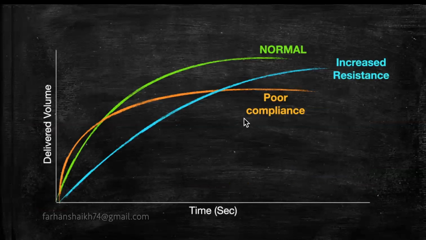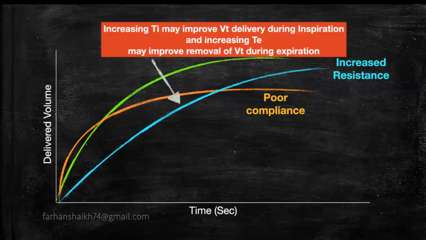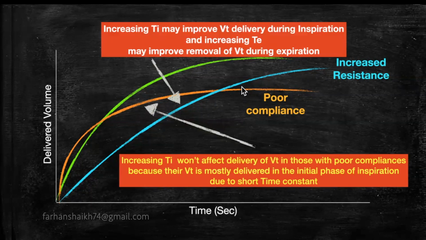But normally we keep longer I times so that we keep the alveoli recruited throughout the inspiration. So increasing the inspiratory time may improve tidal volume delivery during inspiration, and increasing the expiratory time may improve the removal of tidal volume during expiration in patients with increased airway resistance, while increasing the I time won't affect the delivery of tidal volume in those with poor lung compliance, because their tidal volume is mostly delivered in the initial phase of inspiration due to short time constant.